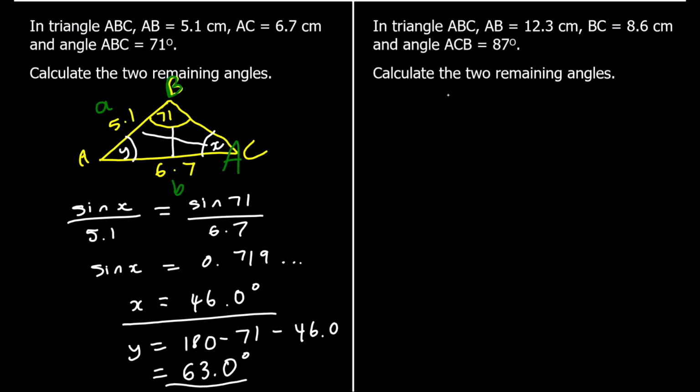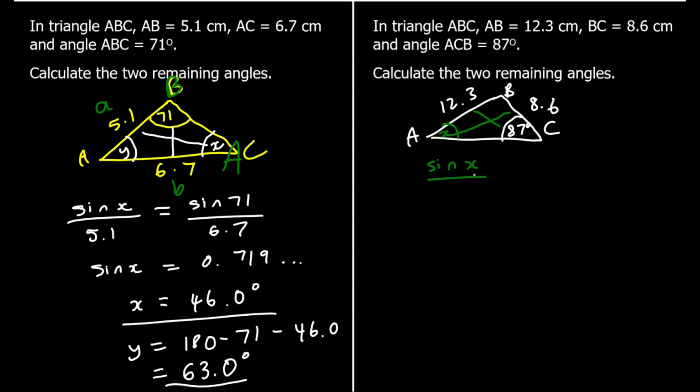So triangle ABC. A to B is 12.3. B to C is 8.6. And ACB is 87 degrees. We're going to find the missing angles. So let's use these opposites to start with. Call this one x. So sine x with its opposite is equal to sine 87 over its opposite.